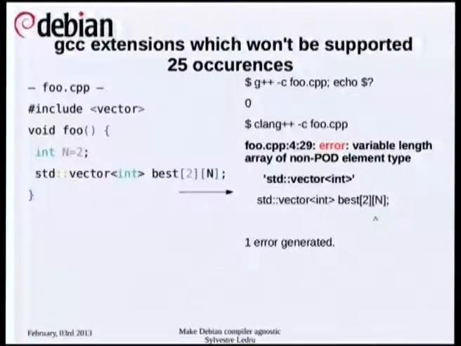Clang also does not support some GCC specific extensions. Here it is C++ code, and we are defining a vector of int, and the size here is variable. According to the specification, this should not compile. But GCC accepts this kind of declaration. It is an extension, and on purpose, Clang is not managing this kind of declaration.